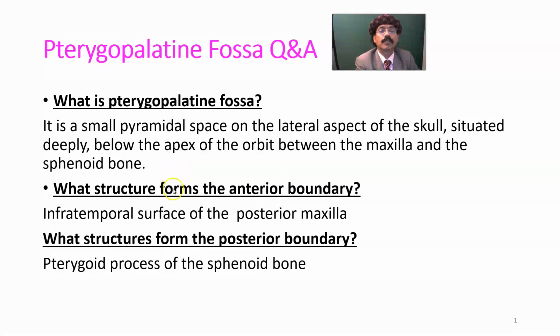What structure forms the anterior boundary? The anterior boundary is formed by the infratemporal surface of the posterior maxilla. What structure forms the posterior boundary? The pterygoid process of the sphenoid bone.